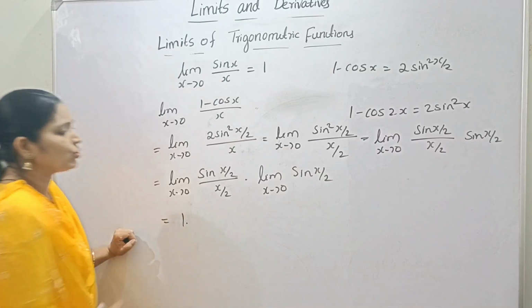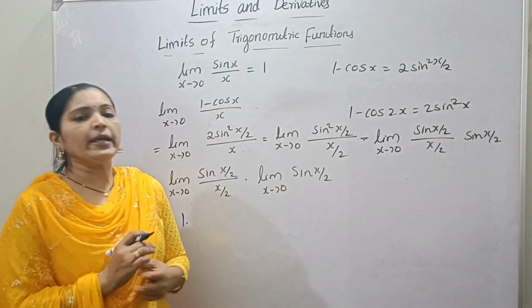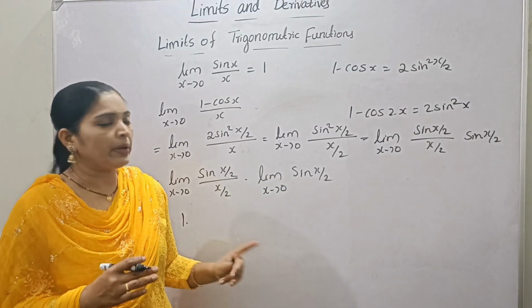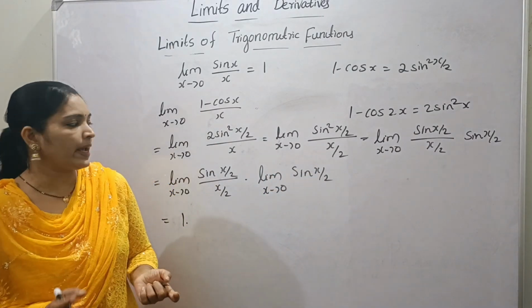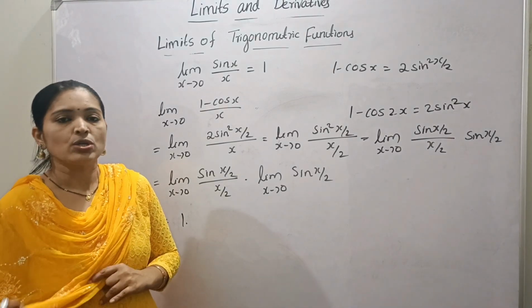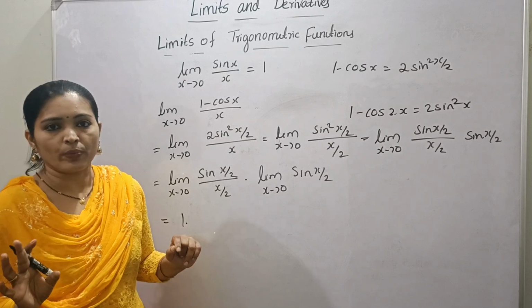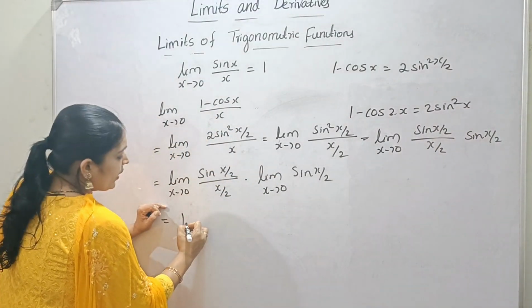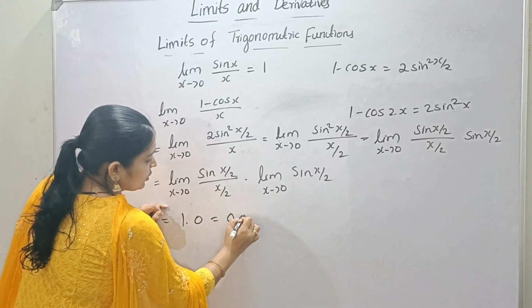Okay, so 1 into, here apply limit. Just apply direct substitution method, put x is equal to 0. What will you get? Sin 0 by 2, and sin 0 is nothing but 0, right? So here we can write it is 1 into 0, that is 0.